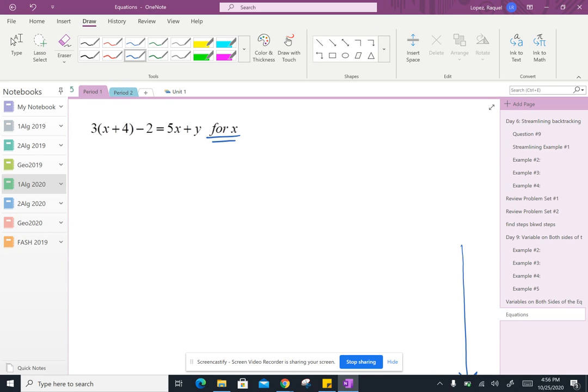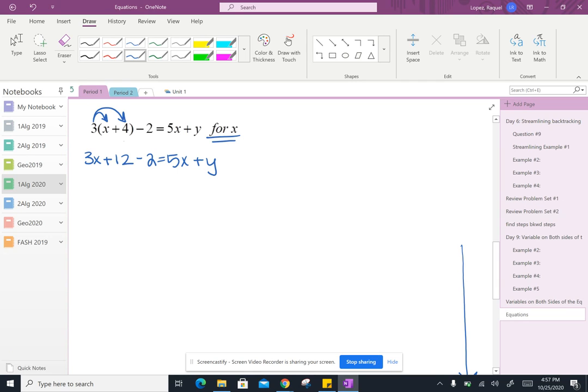Now, on the left side, I see that I've got some parentheses there, and so I'm going to want to simplify the left side. I'm going to start off by distributing that 3. So let's see, 3 times x is just 3x. 3 times 4 is 12, so I'm going to write plus 12, and then I'm going to copy down the rest of the equation.